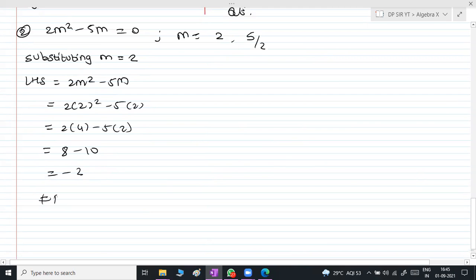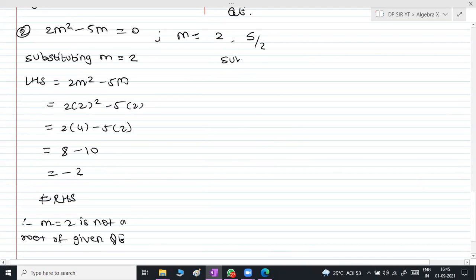Again, a problem since it's not equal to RHS, we got to know one thing, that m is equal to 2 is not a root of the given quadratic equation. Okay. Now let us just go for the other part, that is 5 by 2.